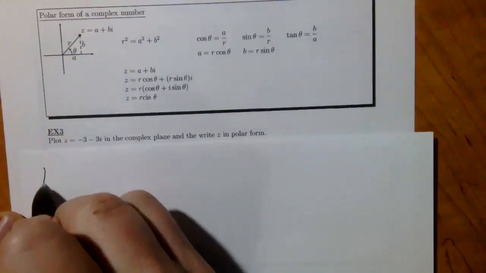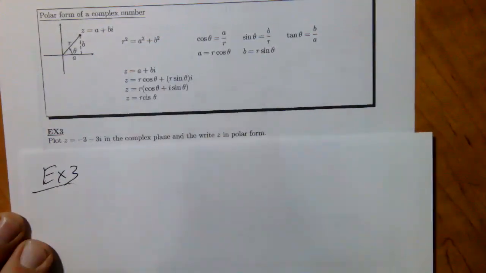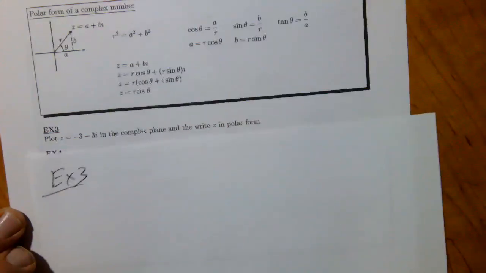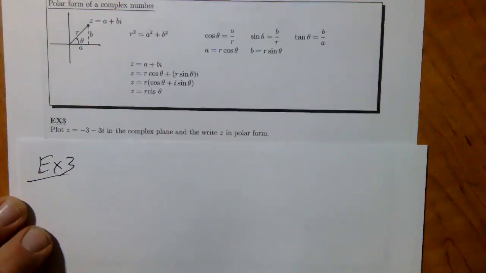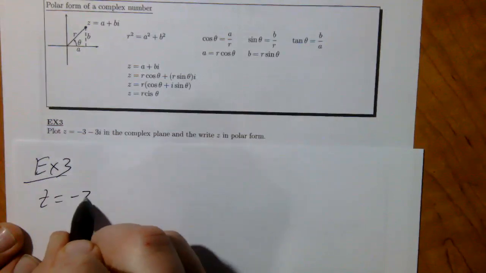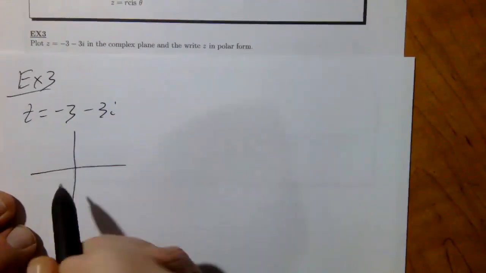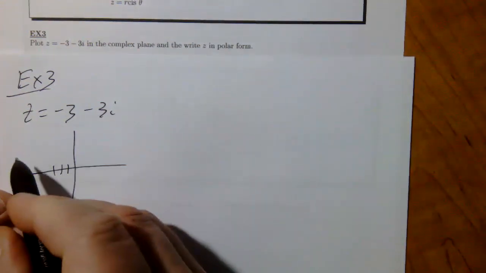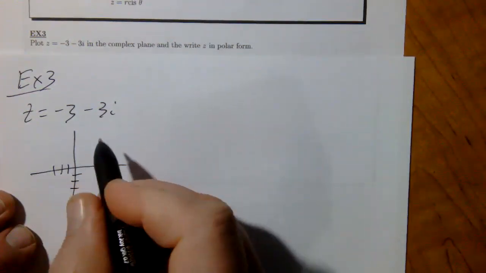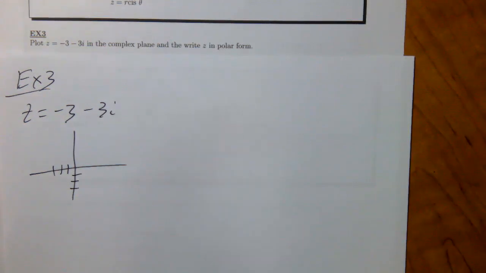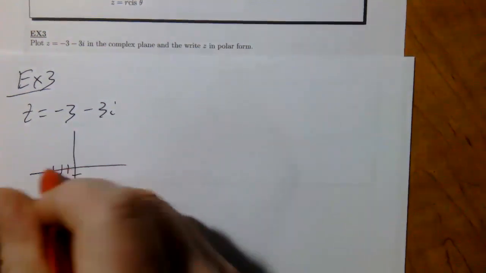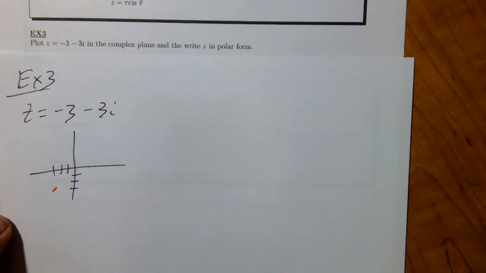So for example, let's say I wanted to plot this in the complex plane and then write it in polar form. Okay, so you can think of this as -3 minus 3i, right? My real part is -3, and the imaginary part is also -3. So you're going left 3, down 3, right? That's the usual left 3, down 3. Okay, now I can talk about it in polar form. So how do I get there in polar form?